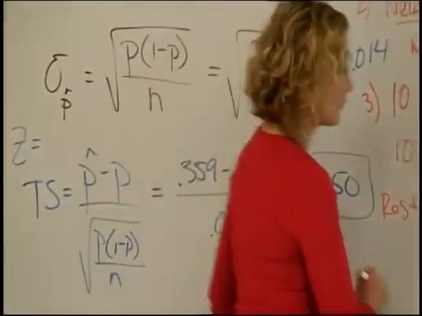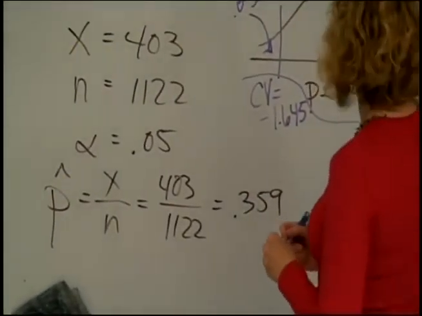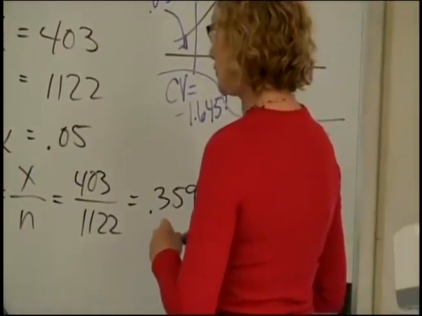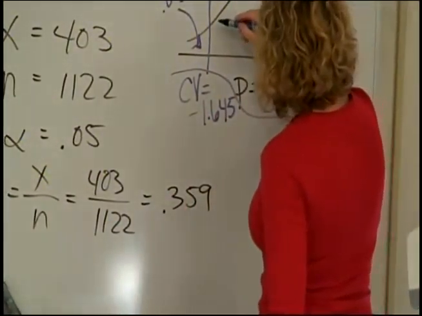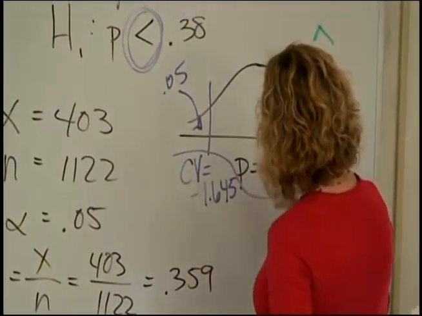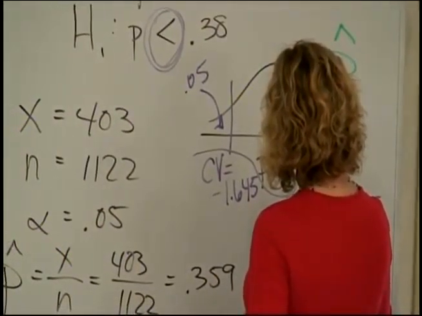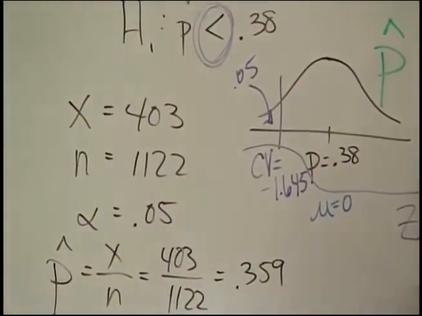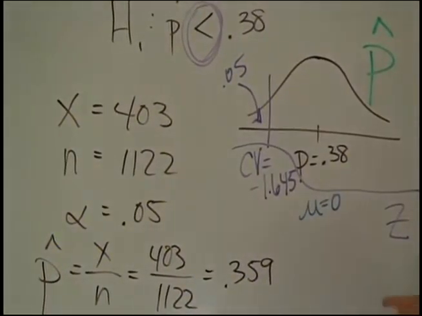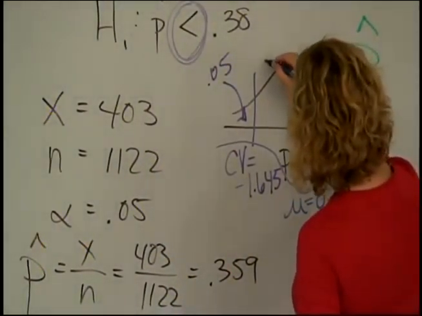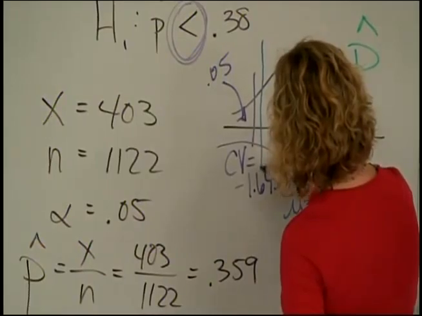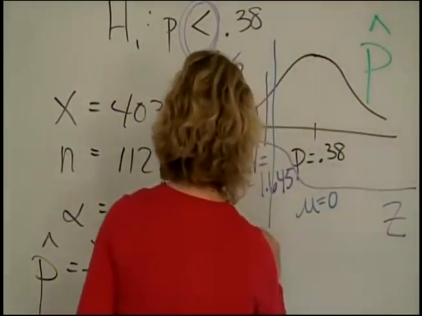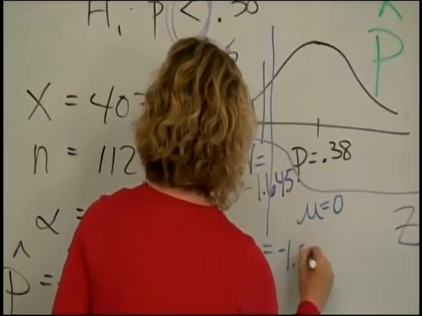So where does that sit with respect to our critical value? We're at negative 1.645. Doesn't look like we're going to reject, right? So the test statistic, remember, this is where the mean is 0. We're in Z land. So if we're going into the negatives, the 1.5 is going to sit on this side of the critical value.